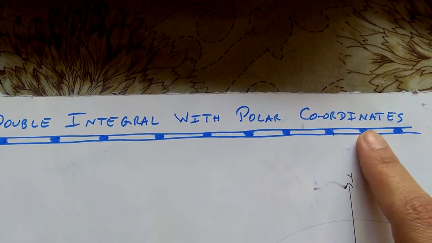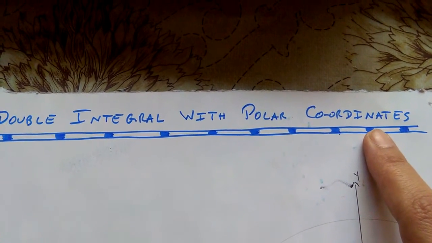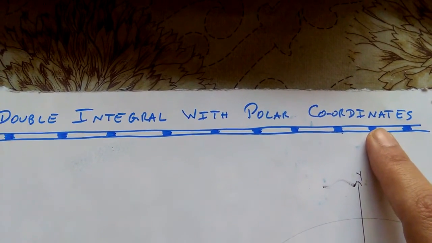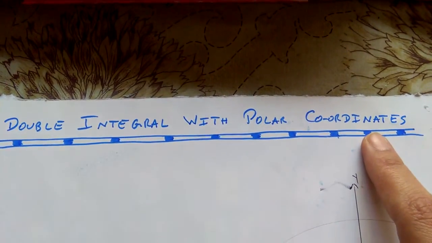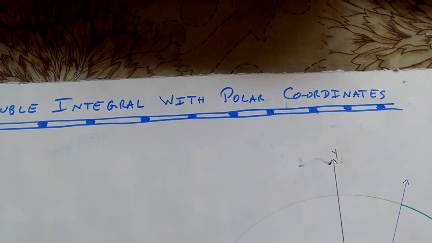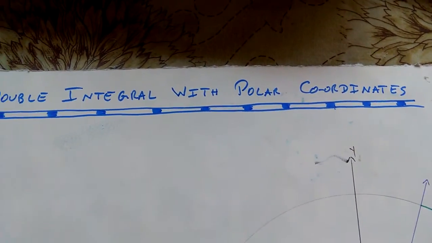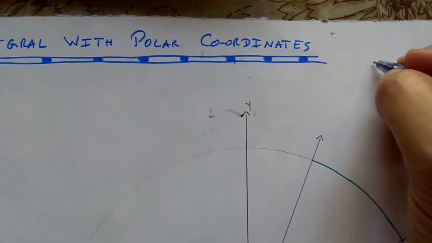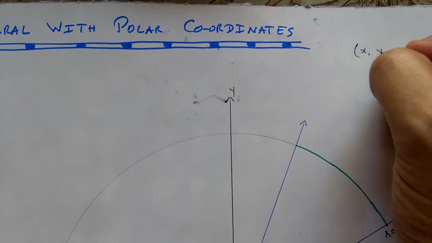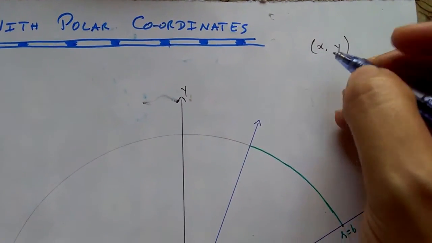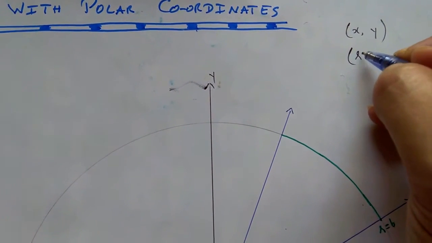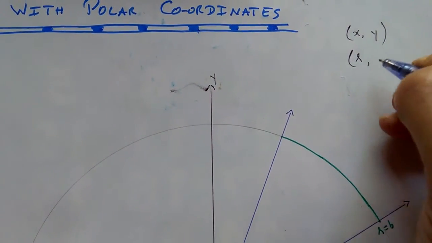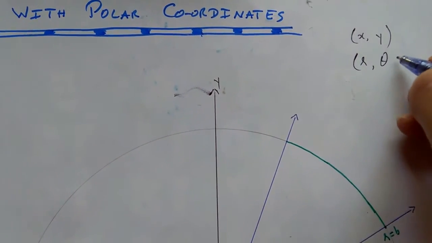In polar coordinates, what exactly are the coordinates? One is the angle, and another is the radial segment, the magnitude. We write the Cartesian coordinates in terms of abscissa and ordinate, x and y, and in polar form the coordinates are expressed with respect to the magnitude of the radius and the angle theta.